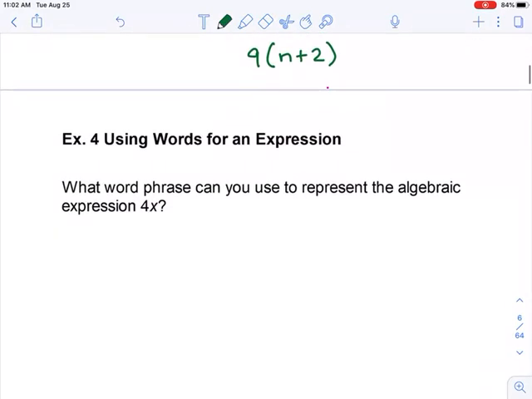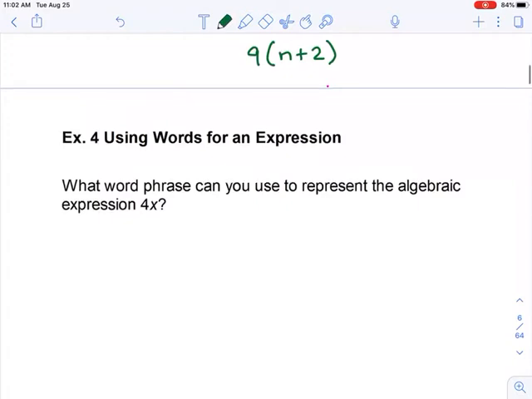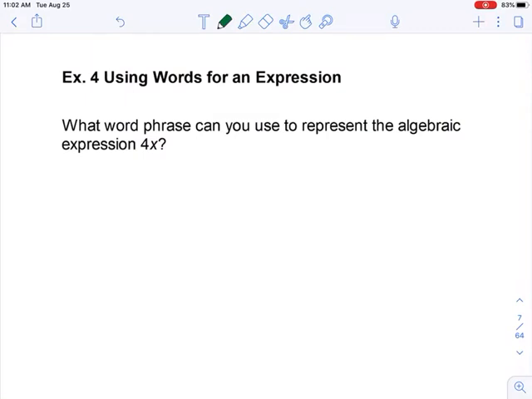Example 4 tells us using words for an expression. What word phrase can you use to represent the algebraic expression 4x? If we go backwards, what's going on with the 4 and the x? Well, there's not a sign written in between there, which means that we are using multiplication. So we could write out something like 4 times x. We could say the product of 4 and x. We could say 4 multiplied by x. Any of those would work.